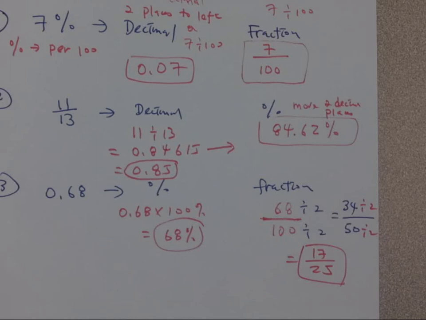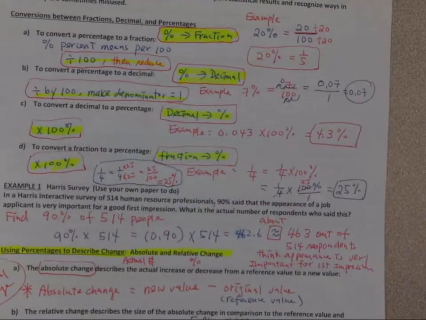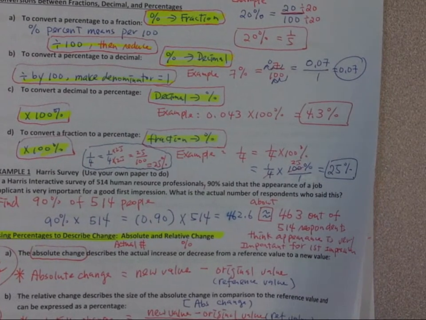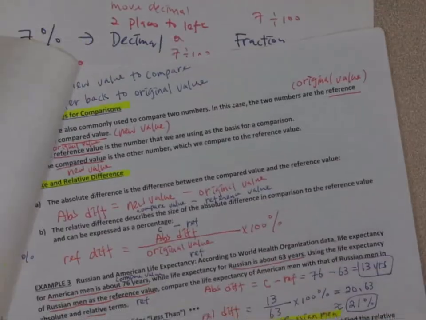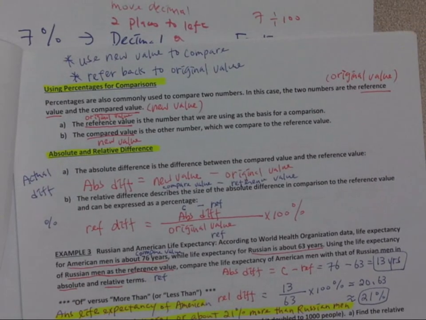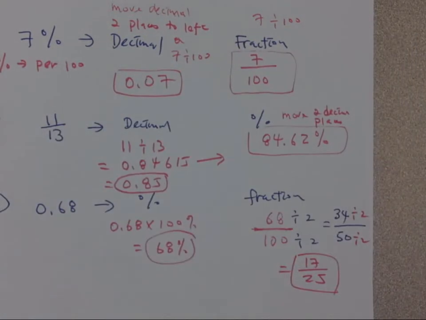Alright, so what else is on 2.3? Let's see. Some other math. Okay, so let me look at it real quick, sorry. 2.3. So they have absolute change and relative change, and then we also have absolute difference and relative difference. So they are pretty much the same. Let me see. So let's do this. Let's do another example.